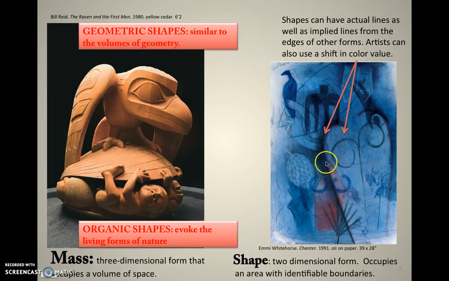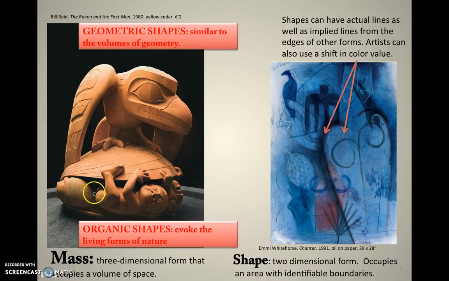You can see that in this work of art by Whitehorse. So she's pulling lots of shapes from her history as a Native American. And shape can be defined by actual lines. They can also be defined by a change in value, dark and light, or a change in color, the red and the blue. So there are identifiable boundaries that make up each one of the shapes, but it's still two-dimensional.